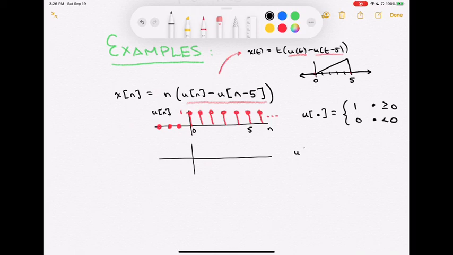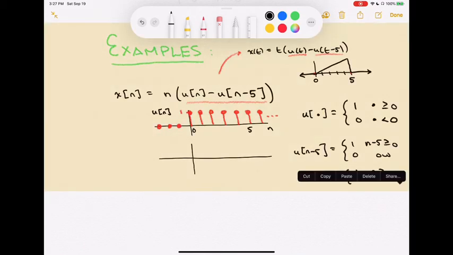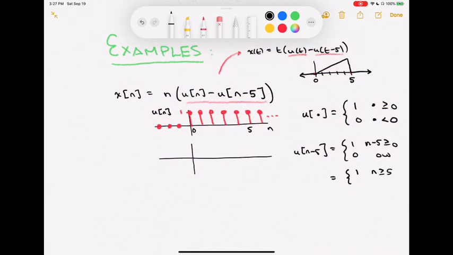So now we're going to be taking a look at u of n minus 5. I just put in n minus 5 for the argument, so I'm going to get 1 and 0. It's 1 when n minus 5 is greater than or equal to 0, and it's 0 otherwise. Let's clean this up a little bit. I can take that n minus 5 greater than or equal to 0, and I can add 5 to each side of that. That's going to give me a 1 for n greater than or equal to 5, and 0 otherwise. And so we do get the kind of result that we would have expected. We see that this is something that turns on, but it waits until n equals 5 to turn on. It's been delayed.